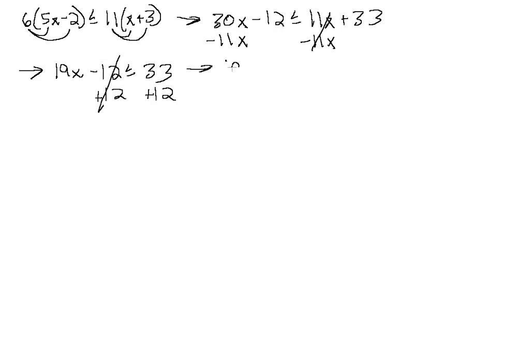Those two terms cancel. We have a 19x on the left-hand side. It's less than or equal to 33 plus 12 is 45. And let's go ahead and finish it off by isolating our x variable by dividing both sides by 19. Those cancel, which leaves us with x is less than or equal to 45 over 19.